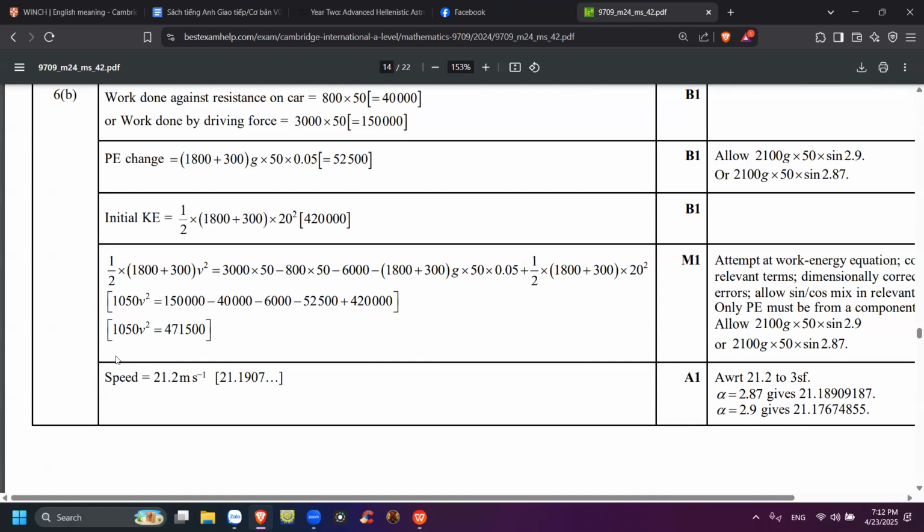You have to put it the right way, but anyway, speed has to be 21.2. Nói chung là làm thì gì thì làm, nó cũng phải ra được cái đáp án là speed bằng 21.2.